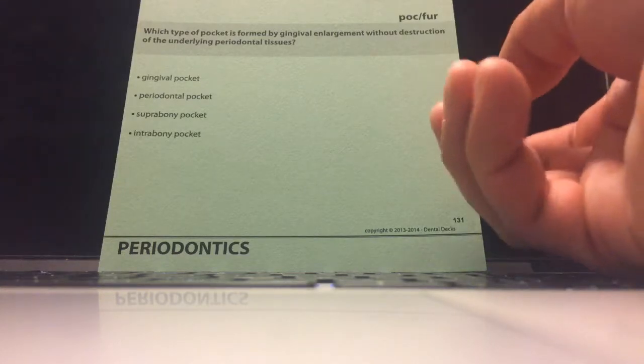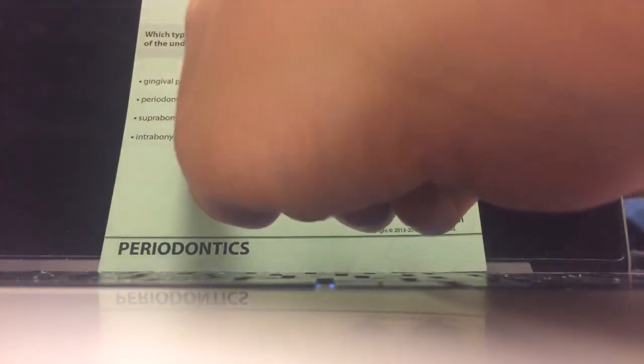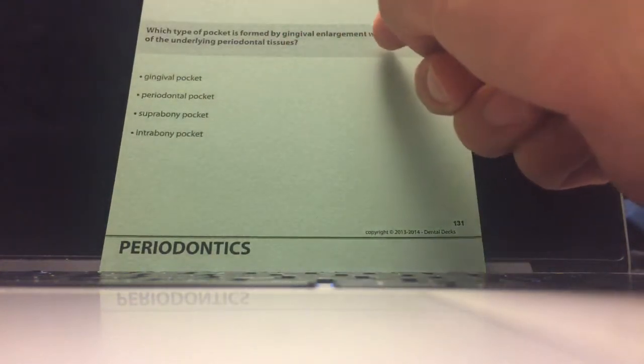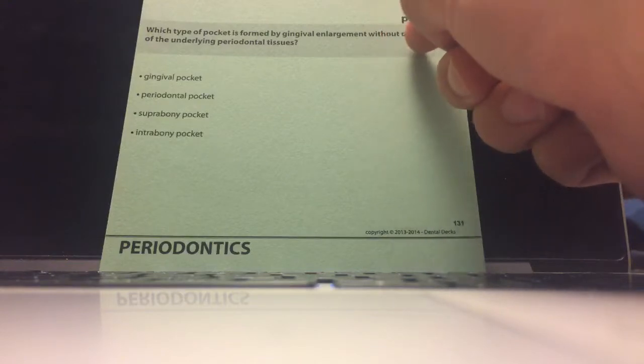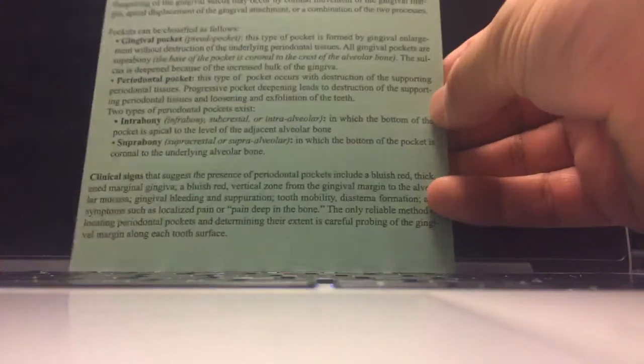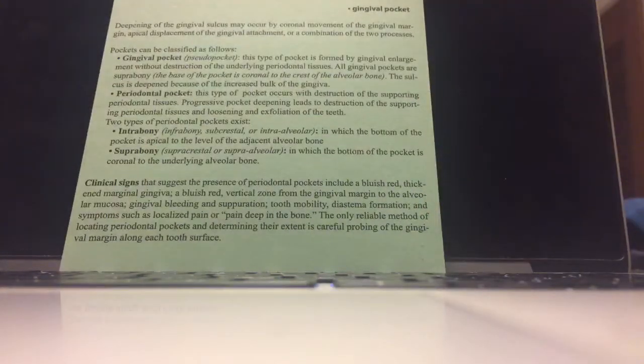That would be a gingival pocket, because if a periodontal pocket would be the answer, then it would not mention the absent destruction of the underlying periodontal tissue. So yes, that's a gingival pocket.